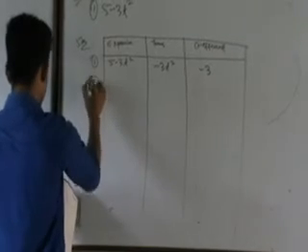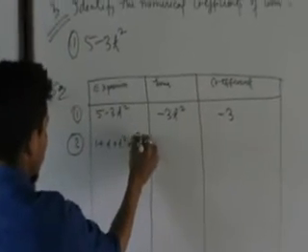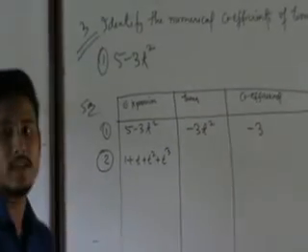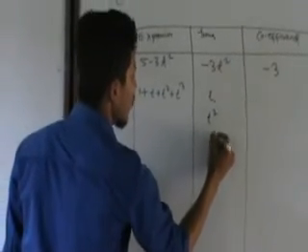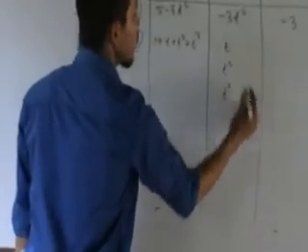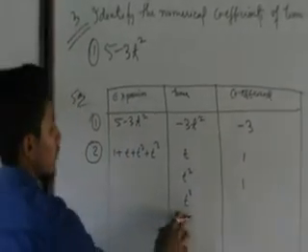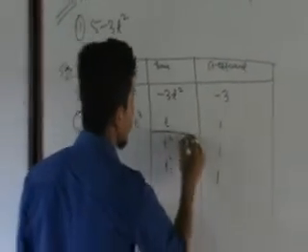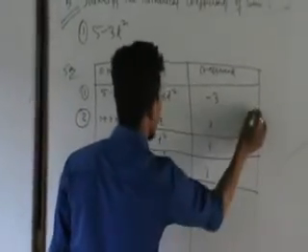Then question number 2: 1 plus t square plus t to the power 3. What will be the terms here excluding the constant one? Only the variables: t square, t cube. So these are the terms here. What is the coefficient of t square here? 1. 1 is multiplied with this. What is the coefficient for t cube? 1. This is also 1. Okay. So you have to make the table in this way.